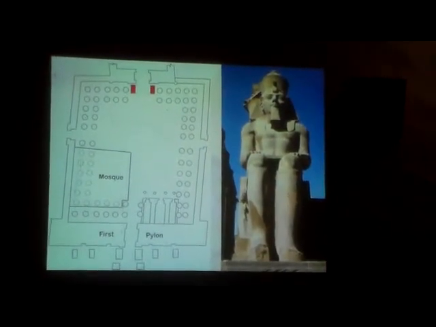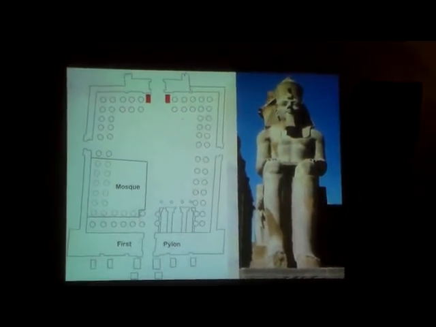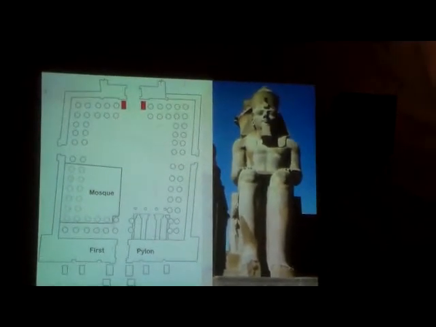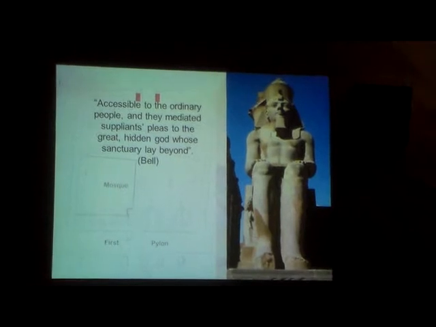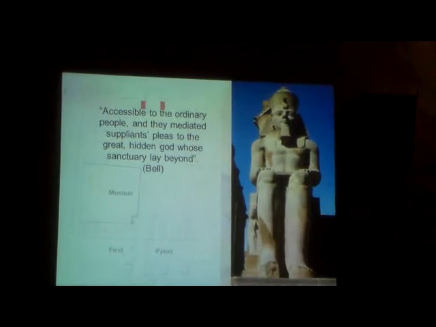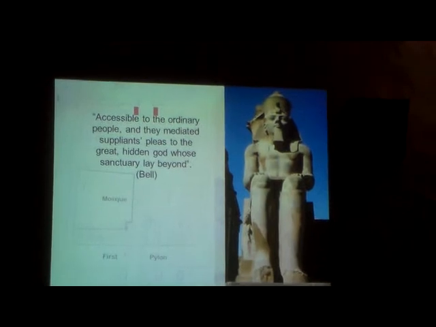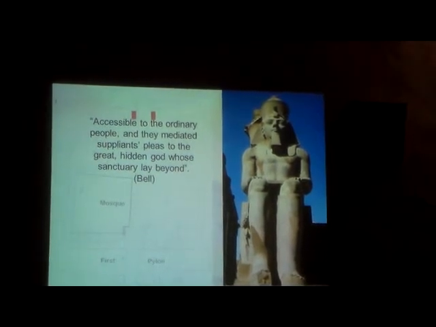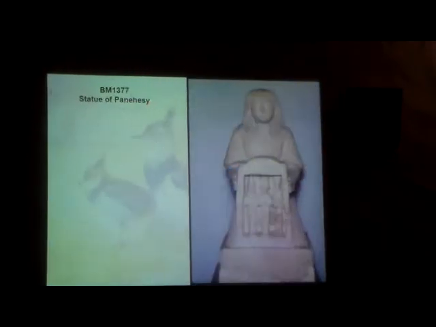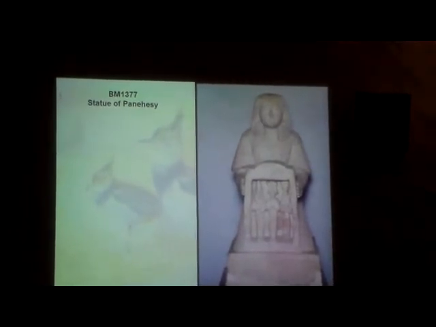Well, other evidence that we have to support the idea that the court was open to the people, whether they be rekhyt people or others, are the 2 cast statues of Ramesses II, which Lanny Bell says were accessible to the ordinary people and that they mediated suppliants' pleas to the great hidden god whose sanctuary lay beyond. Now they are specifically referred to in the inscription as cast statues, which usually means that they are statues which are accessible to people. And we do have statues similar to that which mention the rekhyt people.